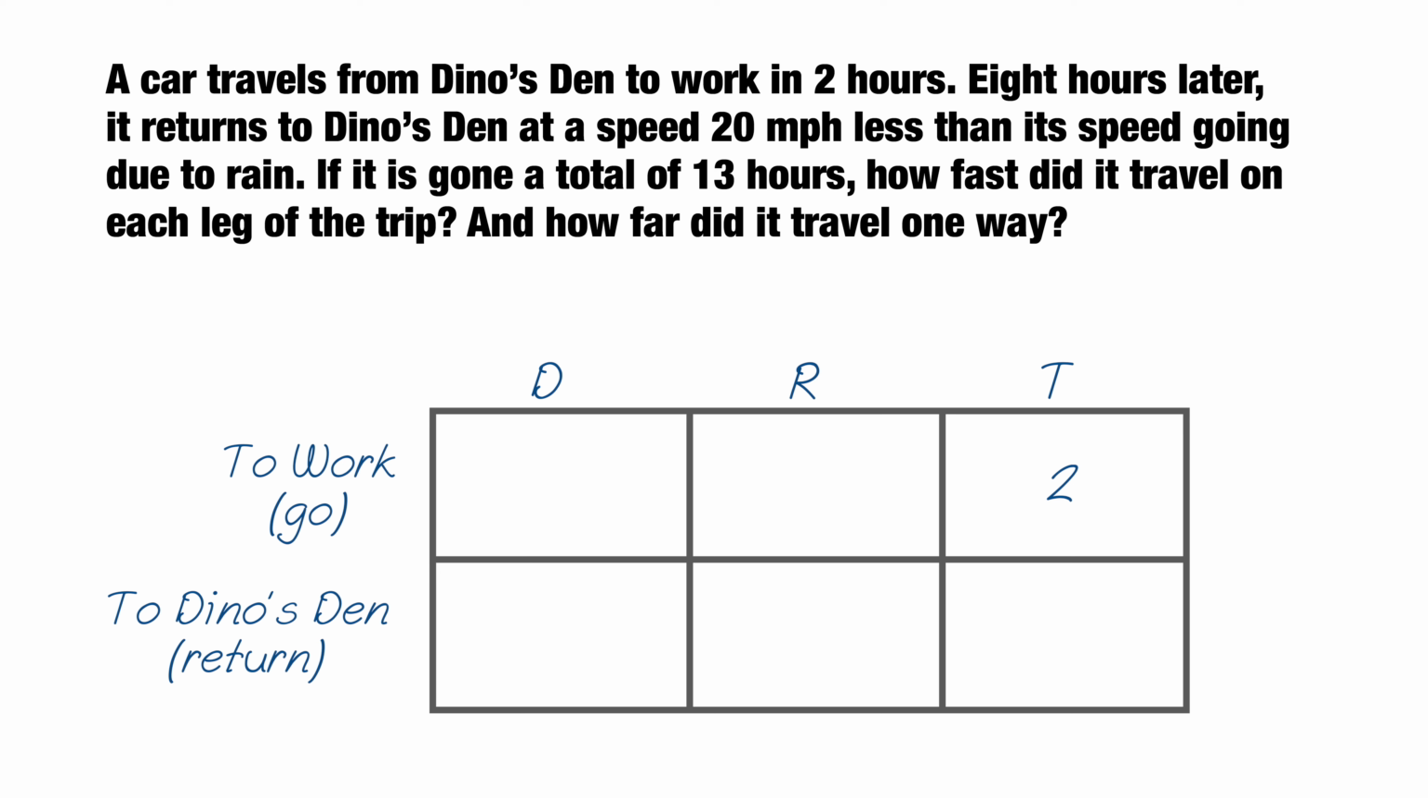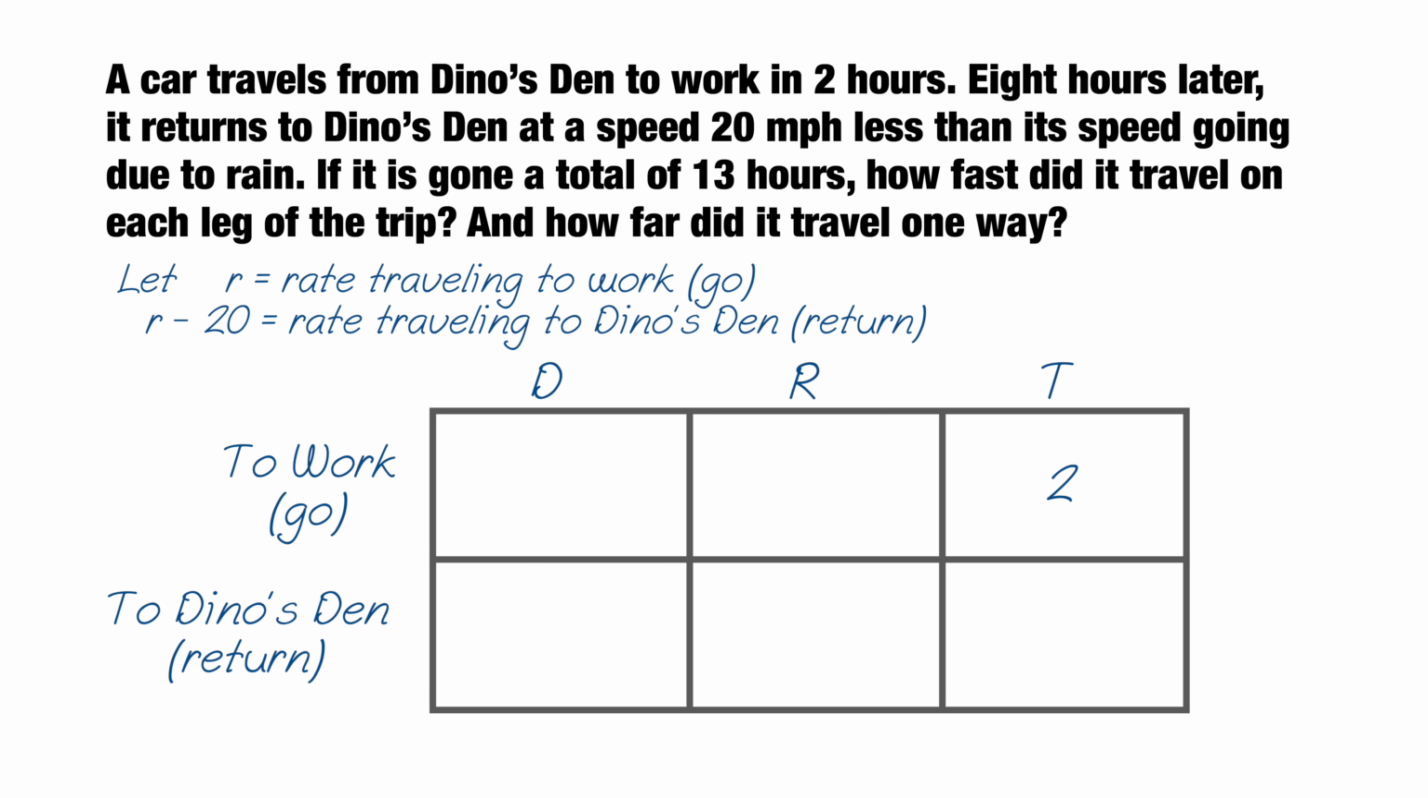We must assign or declare an unknown variable. In this case, R for rate or speed, but it must be for to work or go first. We could do let R equals rate traveling to work or go, and R minus 20 equals rate traveling to Dino's den or return. And we fill them in, R and R minus 20.